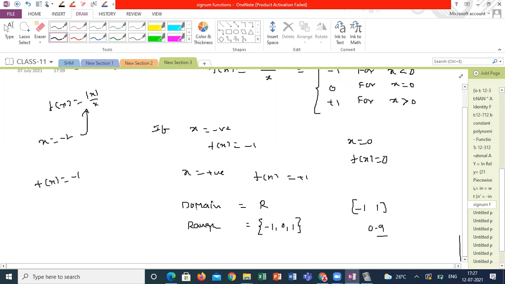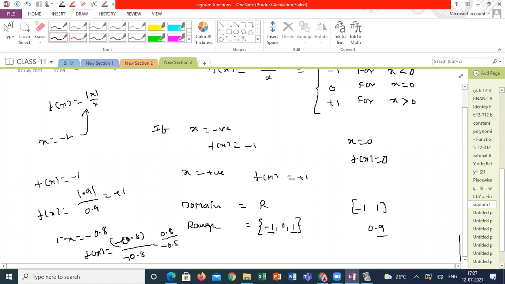You take any value, for all negative values the answer is always -1. For all positive values, the answer is always +1. Suppose I'm taking x equal to 0.9. So my f of x is modulus of 0.9 by 0.9. So this is +1. If I'm taking x equal to -0.8, f of x is modulus of 0.8 by -0.8. This will be +0.8 by -0.8. The answer is -1. Understood, guys? What is the range and domain of this sine function?